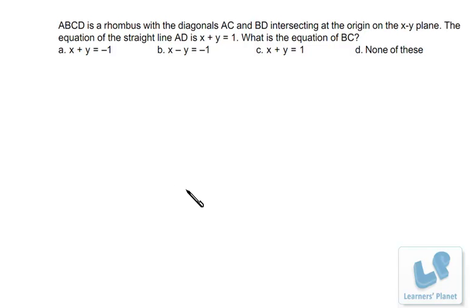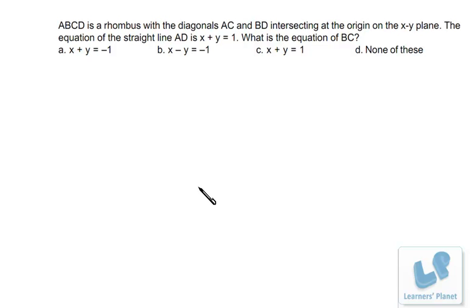Now here we are having a problem on coordinate geometry. ABCD is a rhombus with diagonals AC and BD intersecting at the origin on the XY plane. The equation of the straight line AD is x plus y is equal to 1. What is the equation of BC?